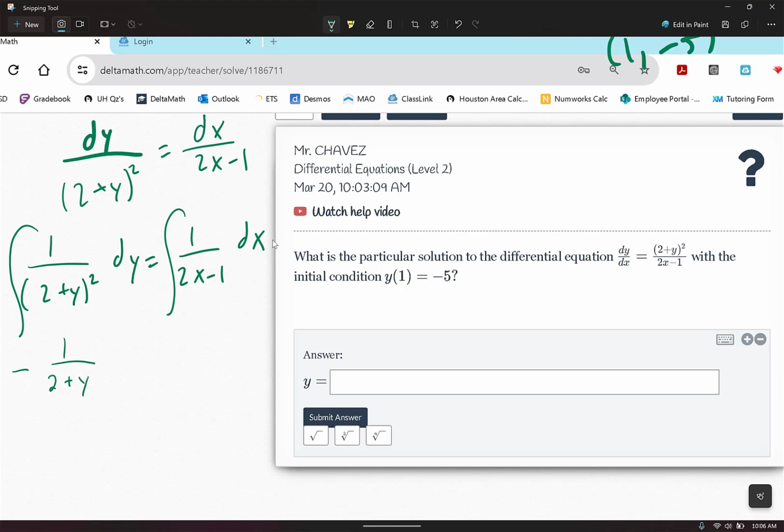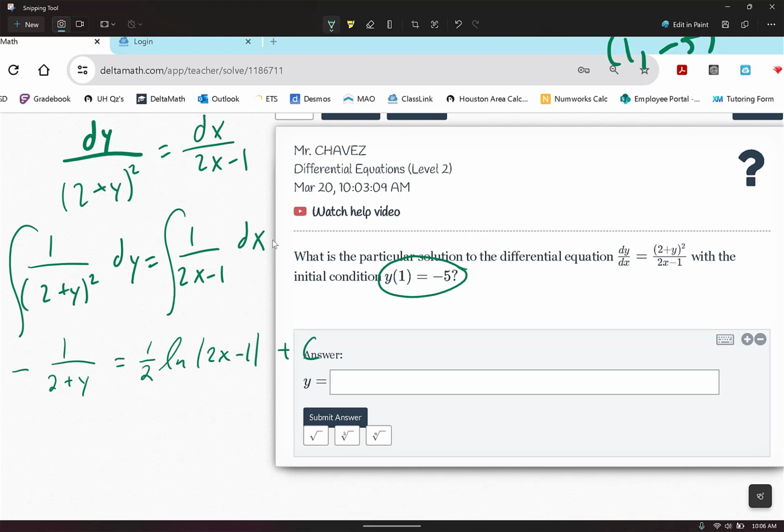Equals, this one, the denominator, is it linear? Yeah. So because it's linear, this is going to be ln of (2x - 1) plus c. Now hold on. If I were to take the derivative of this, it would have been 1 over (2x - 1) times 2. There's not a 2 in the front, so that means I had to have a half. Are we still okay? All right. This looks like a good location, in my opinion, to use the initial condition.